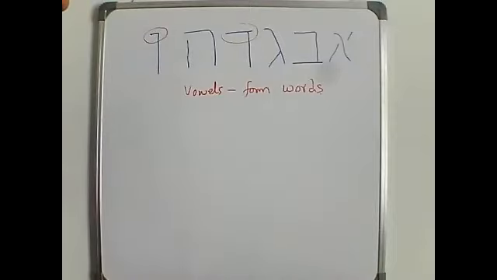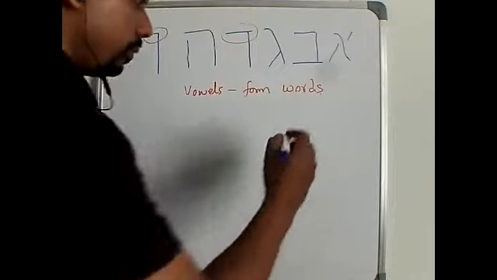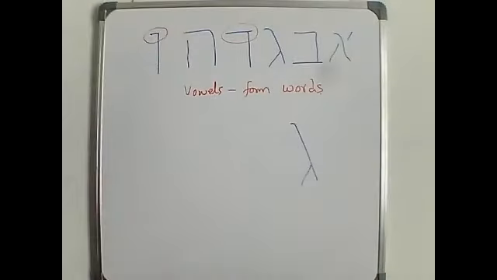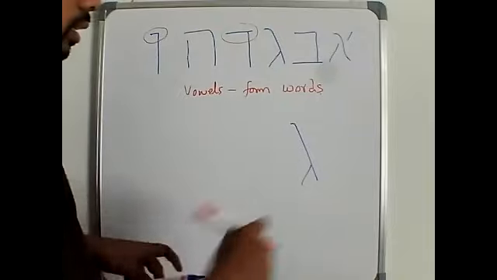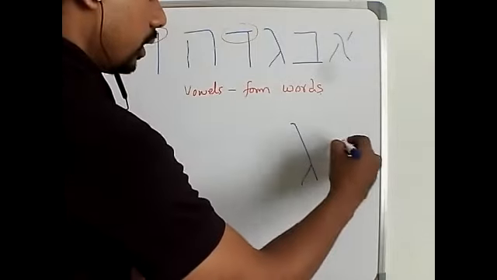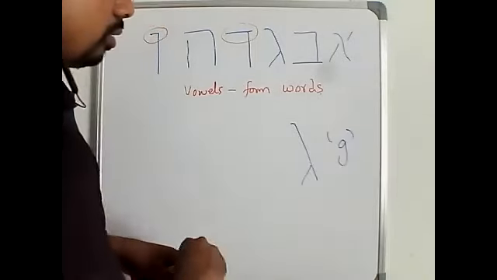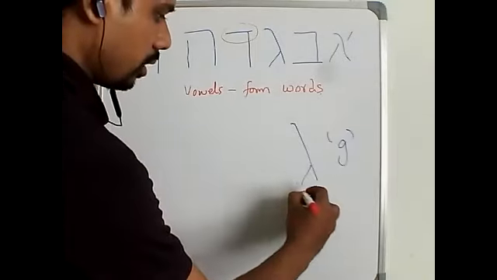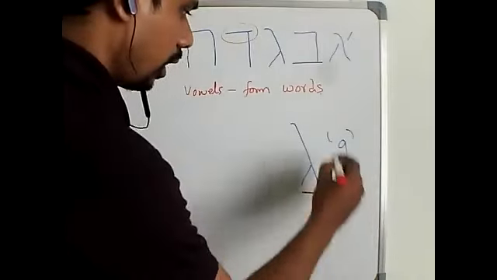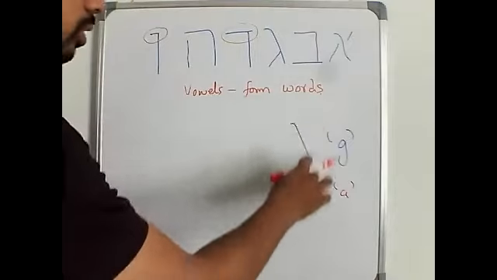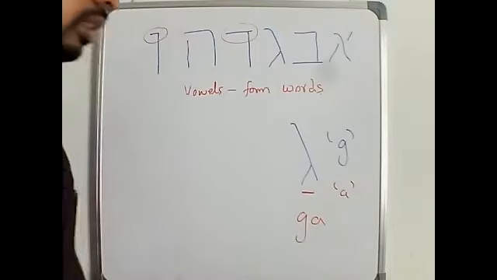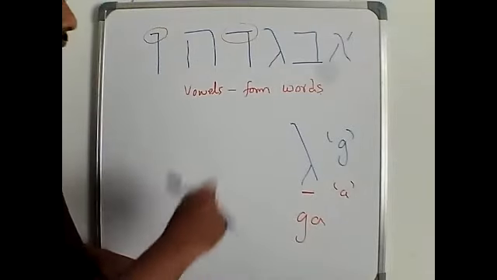Now see, this is what? Gimel, right? This is Gimel. The sound of this letter is G. So if a vowel comes this way, what is the sound? So now, how do we pronounce this word together? Ga.